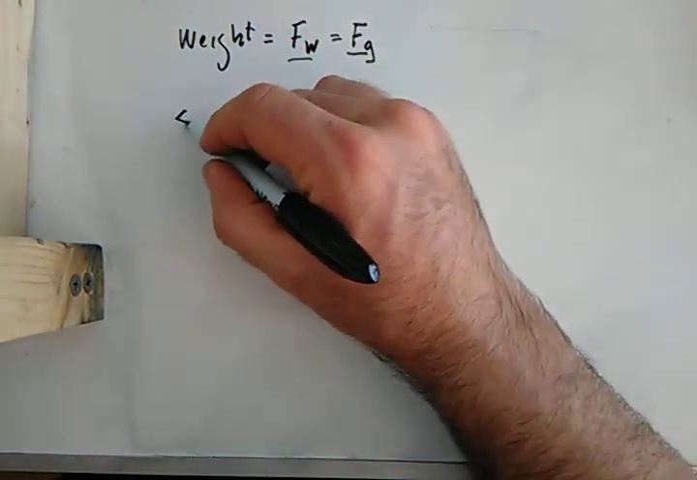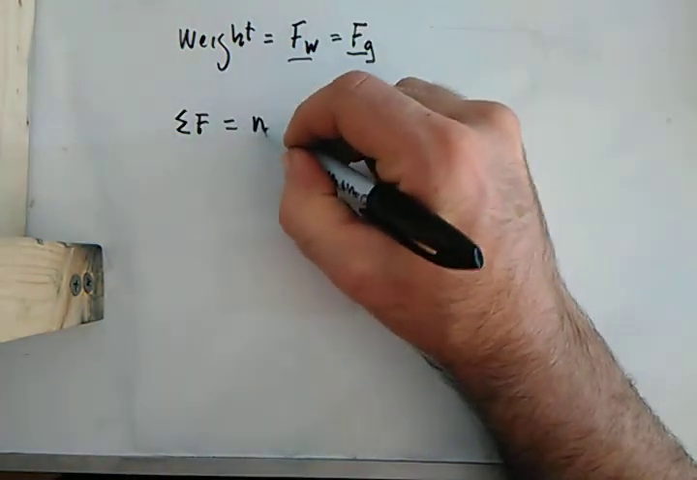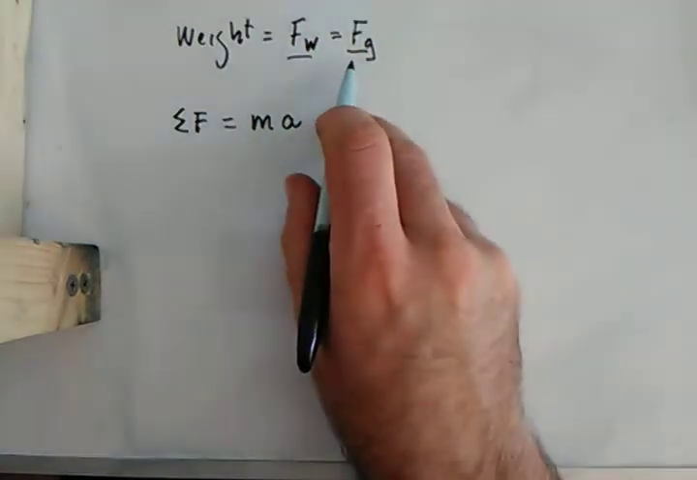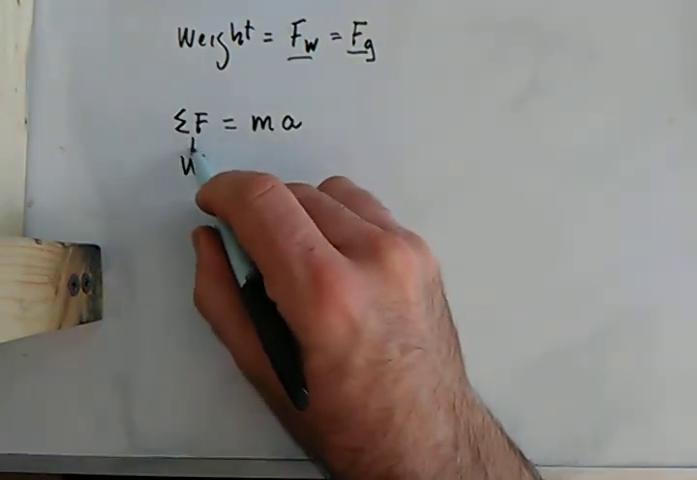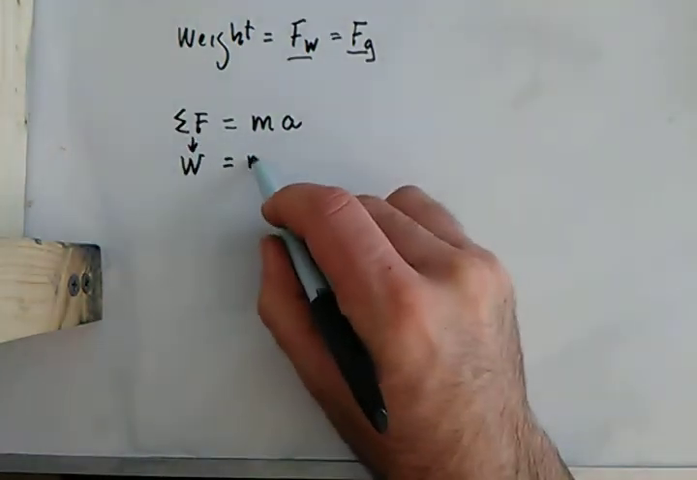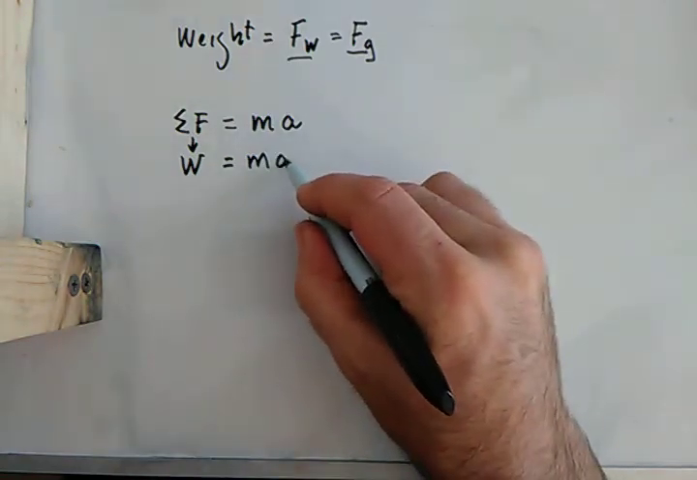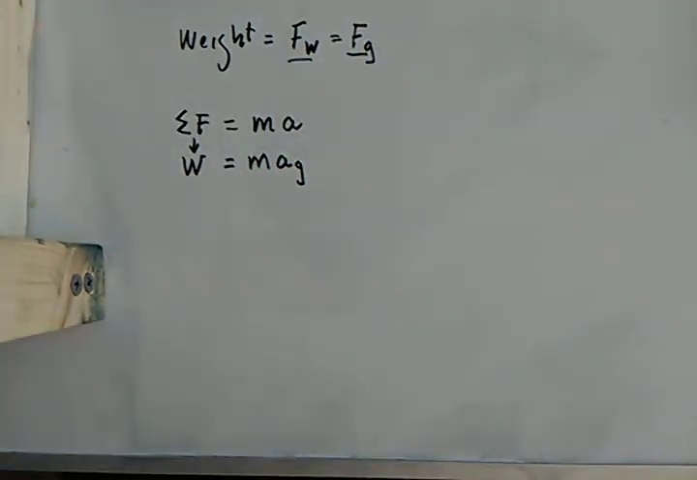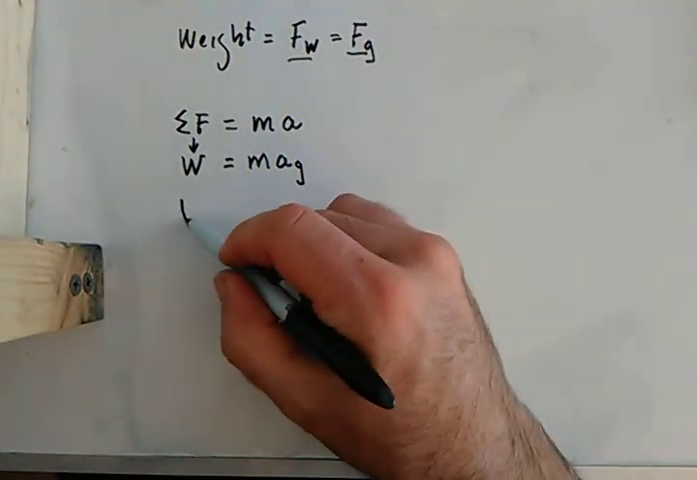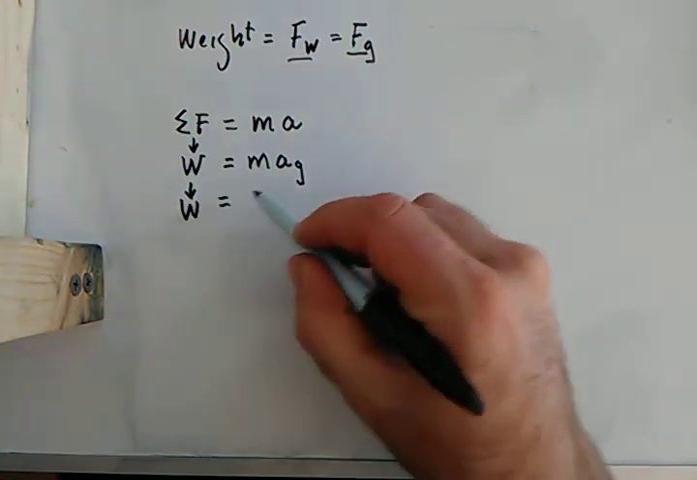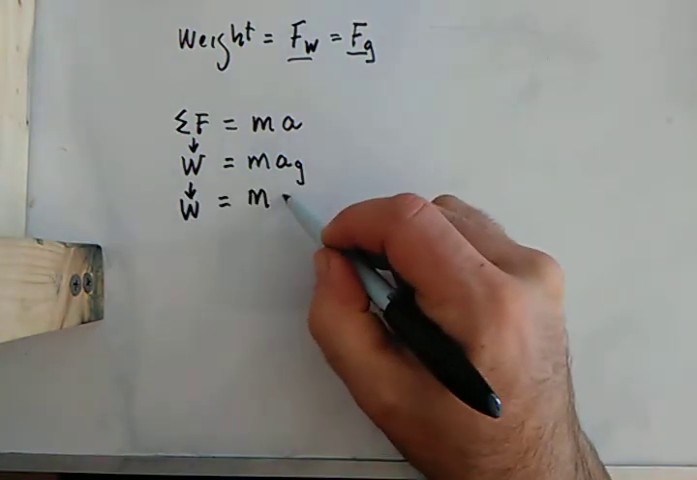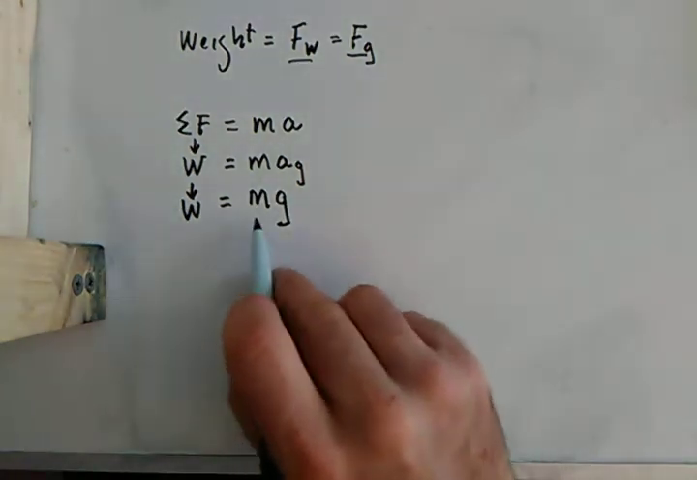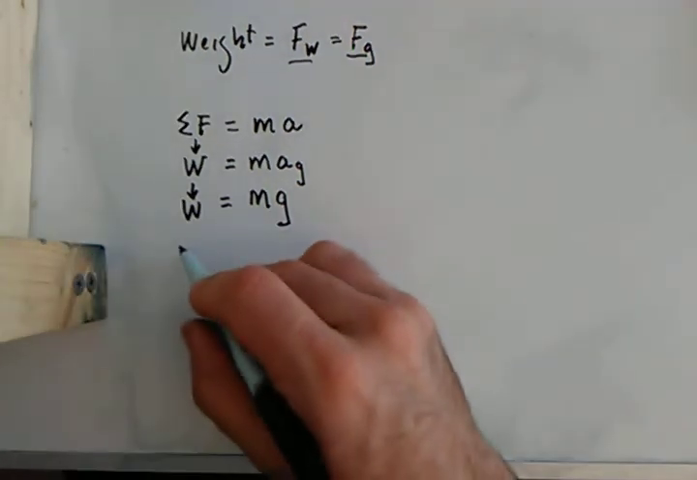Okay, so here's the deal. I'm going to write down Newton's second law. Force is mass times acceleration. We know that weight now is a force. So I'm going to put weight is equal to mass times acceleration of gravity. W equals m a sub g. In some cases, it's okay to write it as mass times gravity.